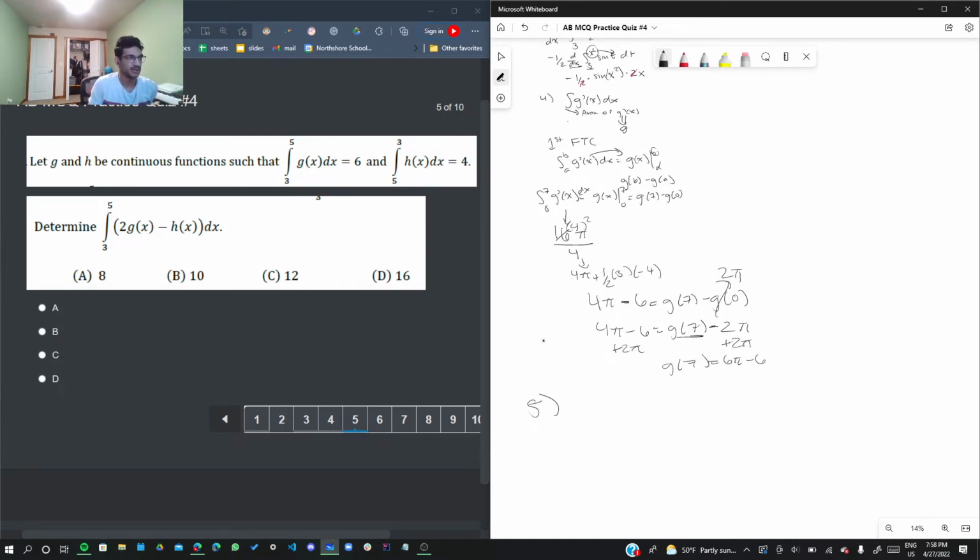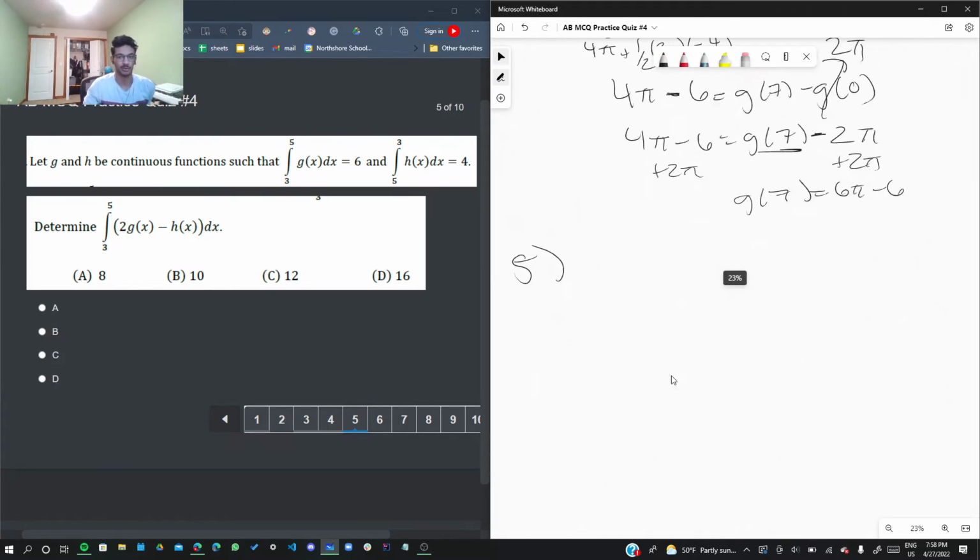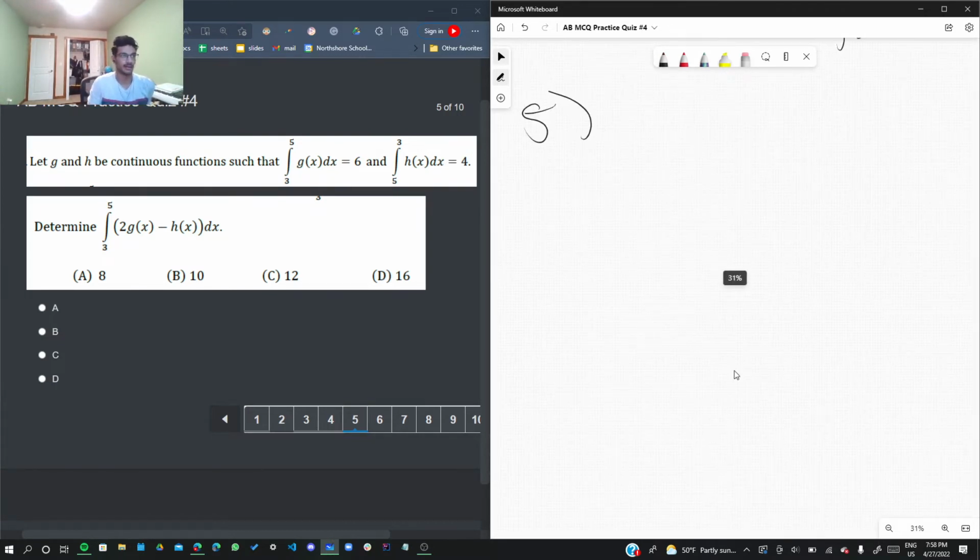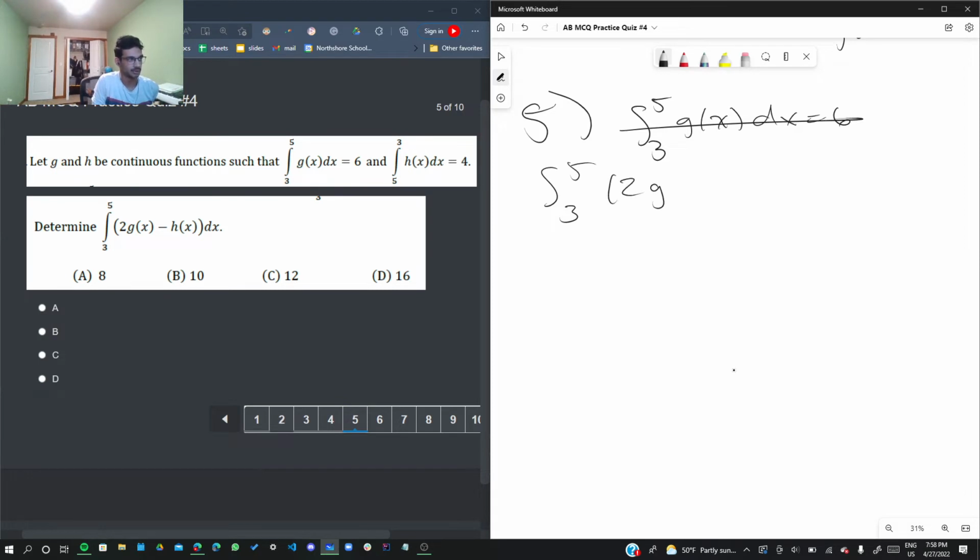So you can separate integrals basically. Okay, I'm getting too zoomed out. Let's fix that. So we have the integral from 3 to 5 of g of x dx equals 6, right? So if you multiply, okay, actually, because I'm running out of time, I'm just going to do this.